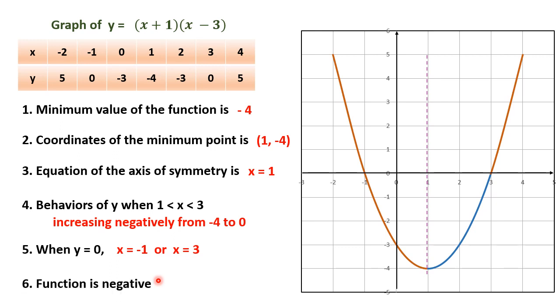Question number 6. What is the range of x in which the function is negative? Here, this is the negative part of the graph. What is the range of x? Here the x value is minus 1. Here the x value is plus 3. So the negative part of the graph lies between minus 1 and plus 3. Therefore, the function is negative between minus 1 and plus 3.